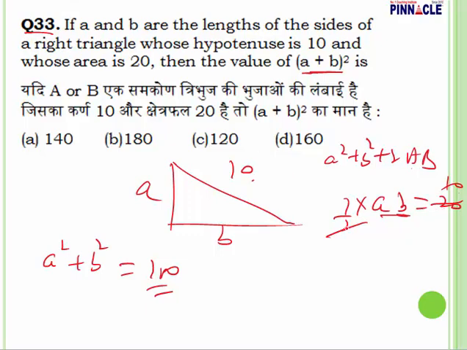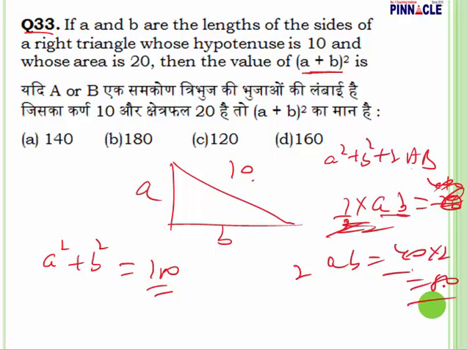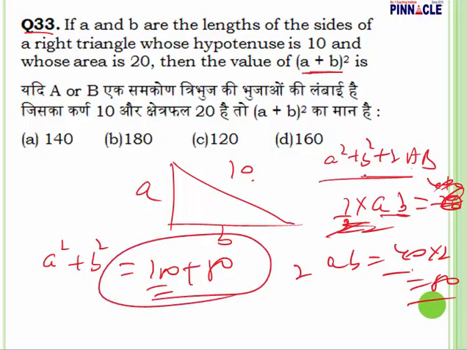Sorry, AB is equal to 40, because half of AB is 20. So 2AB would be equal to 80. So 100 plus 80 should be 180. The answer is 180, not 120. An easy question, however.